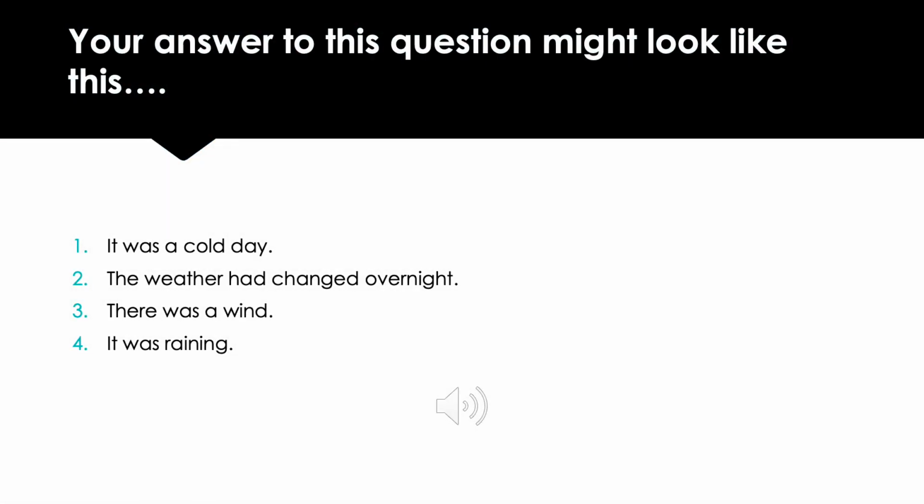And this is what your answer might look like. Number 1, it was a cold day. 2, the weather had changed overnight. 3, there was a wind. And 4, it was raining.